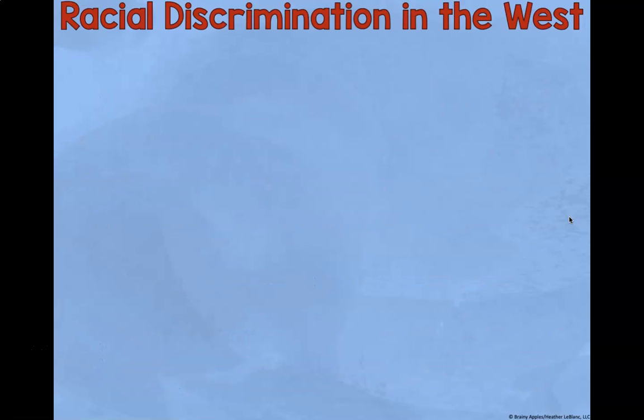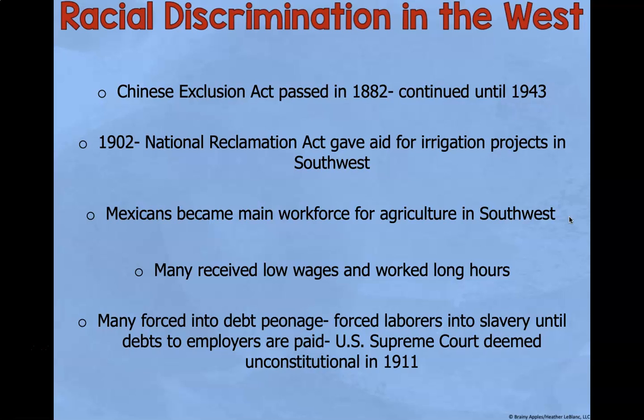There was also racial discrimination in the West, and this was not just African American workers. This was also Chinese Americans and Mexican immigrants. So what happens is we have the Chinese Exclusion Act passed in 1882, and it continues until 1943. What this does is basically limit or make it non-existent for Chinese people to come from China to the United States. So they say, no, we're not accepting any Chinese immigrants at this time, and it lasts until 1943.